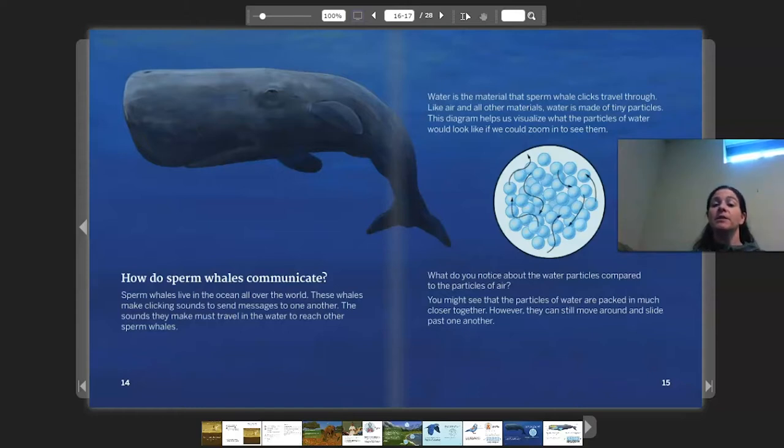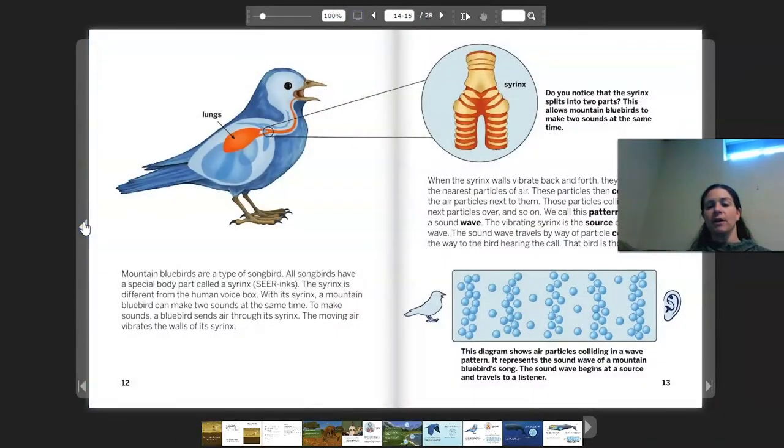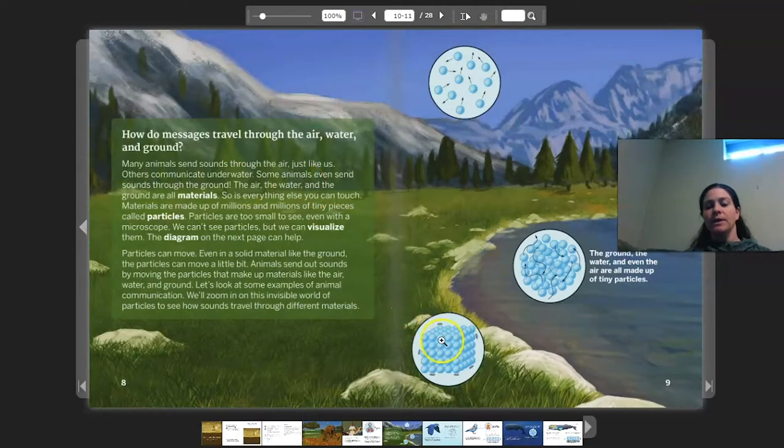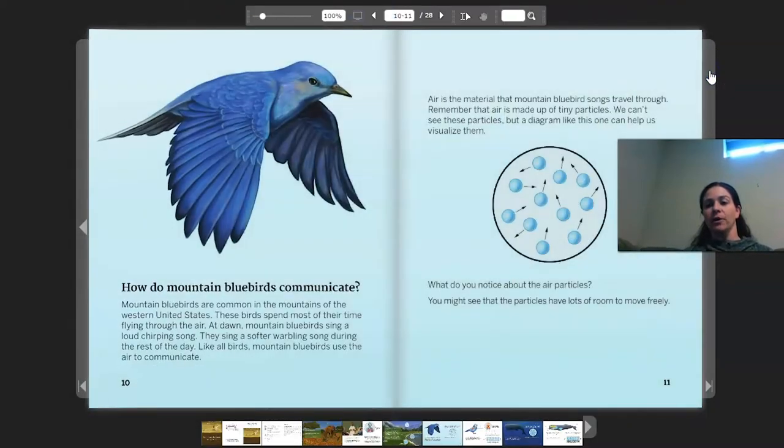This diagram helps us visualize what the particles of water would look like if we could zoom in to see them. What do you notice about the water particles compared to the particles of air? You might see that the particles of water are packed in much closer together. However, they can still move around and slide past one another. This makes me think of the diagram that we saw on pages 8 and 9, where we saw ground packed together, water a little bit further apart, and gas very far apart.